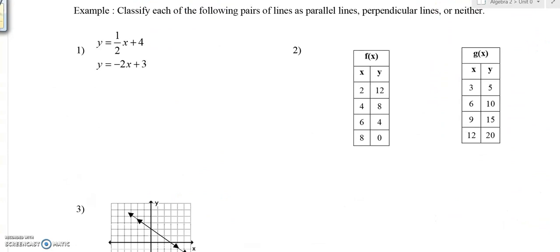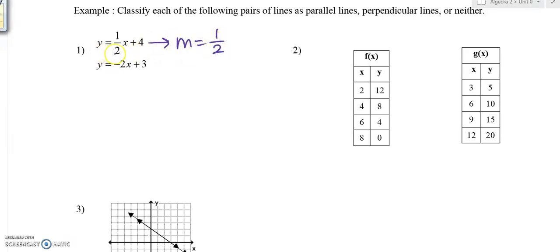We're going to practice identifying here. So it says, example, classify each of the following pairs of lines as either parallel, perpendicular, or neither. So we kind of have three choices. Let's look at the first example. All you have to do, if it's already written in slope-intercept form, is just check out the slope.